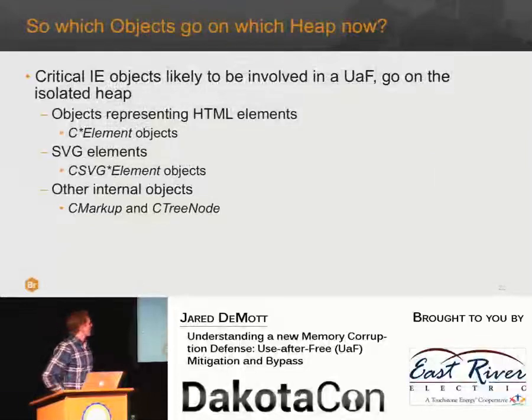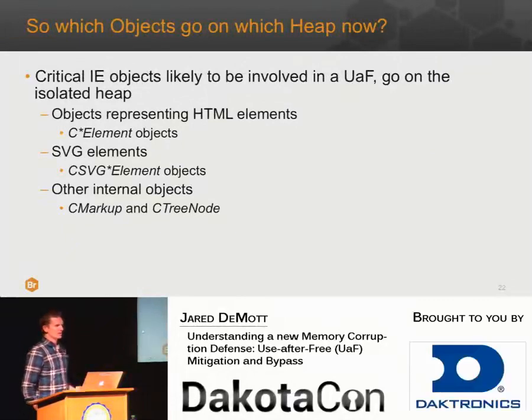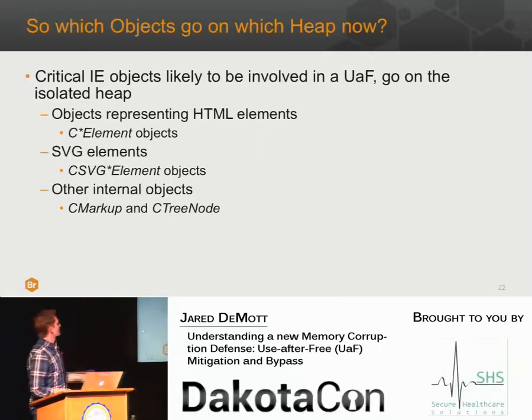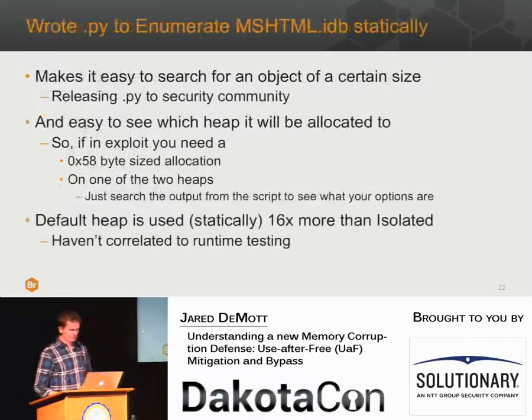If you're familiar with the critical DLL in IE, it is mshtml.dll. That's basically the DLL that does everything in IE. And these are some of the objects that live in that DLL, the CElement objects, for example, and others. Those all end up on the isolated heap now. And we'll see some examples of that.